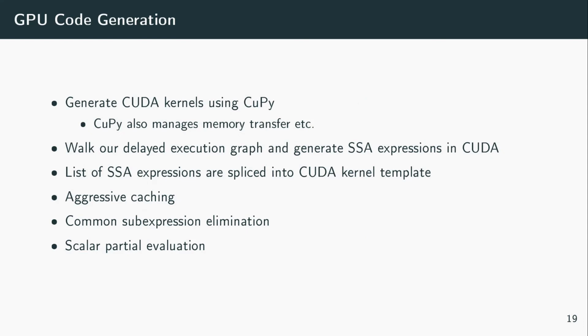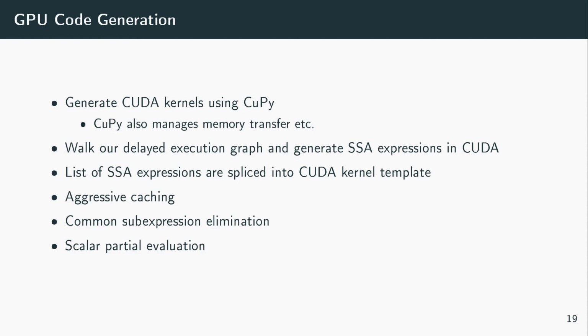We use CuPy to generate CUDA kernels, and CuPy also manages device memory, data transfer, and scheduling. This saves a lot of boilerplate coding. The code is generated by walking our delayed execution graph and generating static single assignment expressions in CUDA. These SSA expressions are spliced into a CuPy kernel template. We use aggressive caching and memoization to avoid revisiting nodes and to reuse existing fragments. This is self-contained within a run and is separate from standard CUDA kernel caching, which we will use if available.